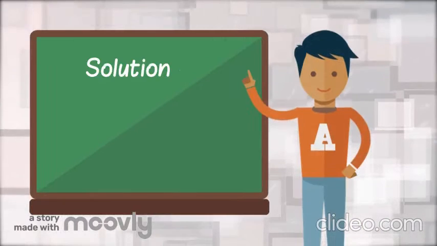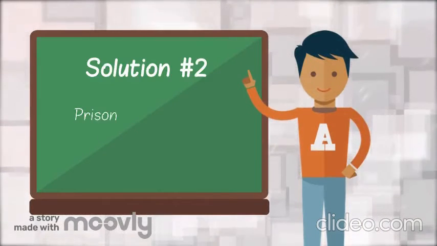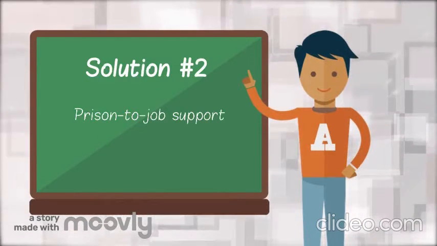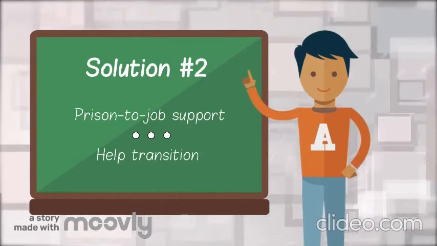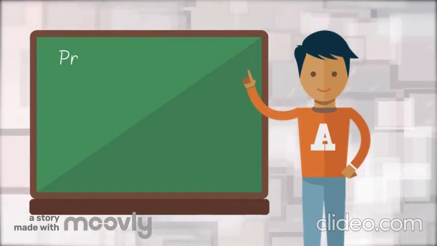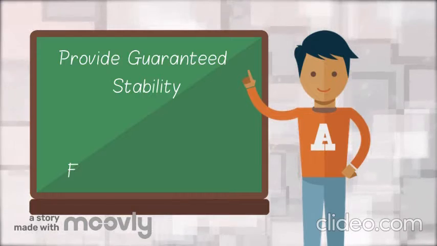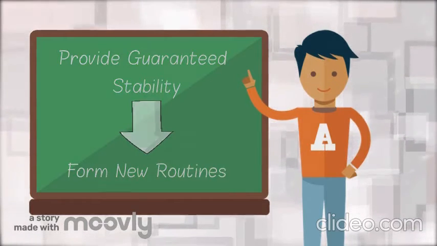Second, the U.S. criminal justice system needs to implement more prison-to-job support programs and policies. Short-term assistance may help incarcerated people transition from prison back to society. This would provide a period of guaranteed stability while forming new routines.